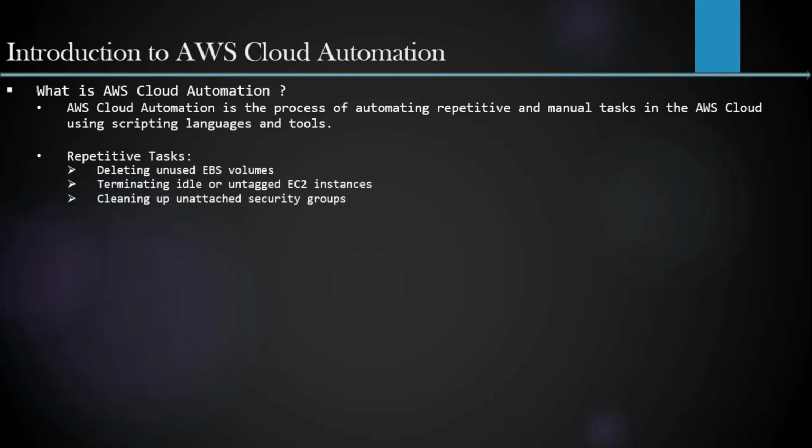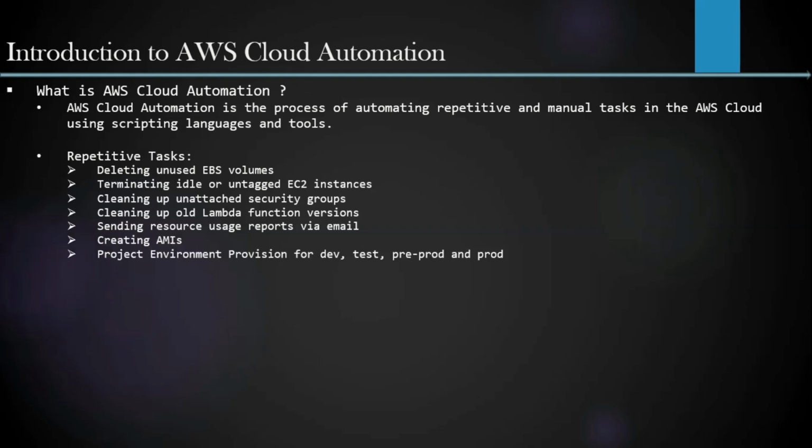untagged EC2 instances, cleaning up unattached security groups, cleaning up old Lambda function versions, sending resource usage reports via email, creating AMIs, project environment provision for dev, test, pre-prod and prod, setting up identical environments across multiple projects, deploying packages and configuring servers. See, these are some of the repetitive tasks.